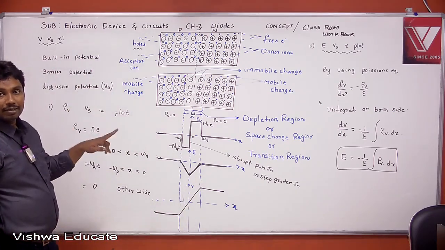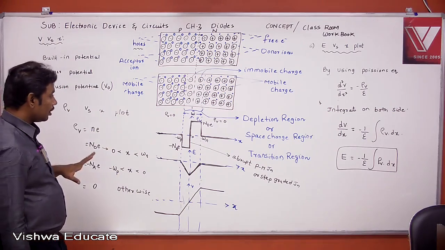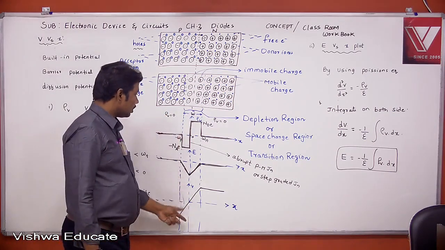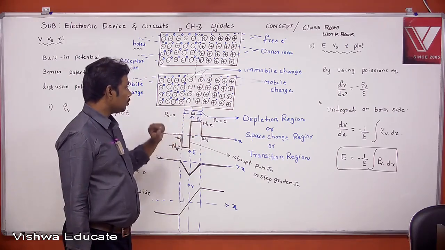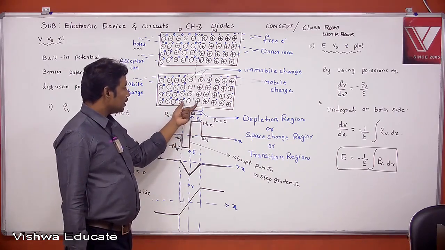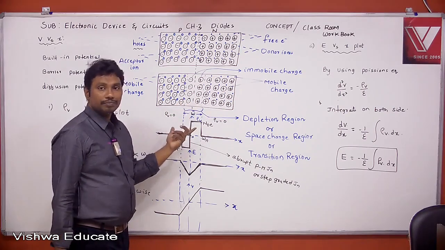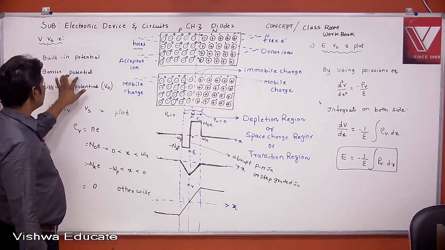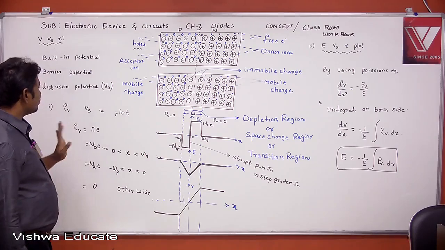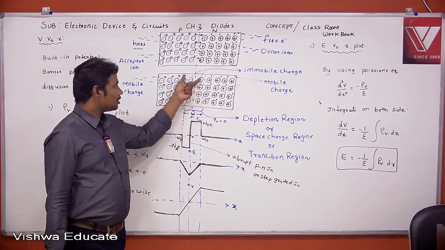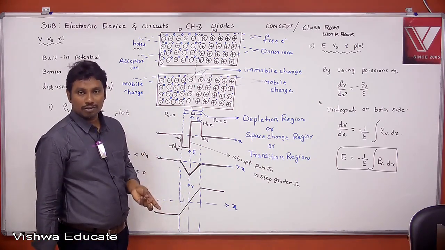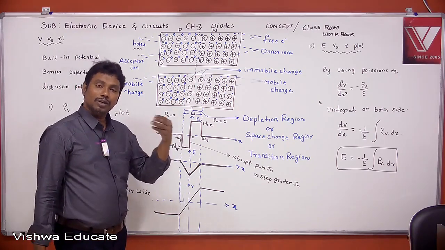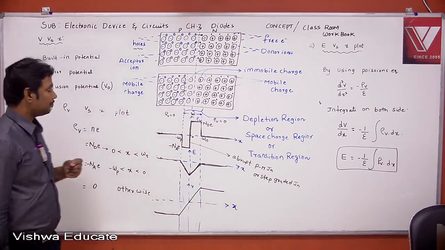And why is it named barrier potential? Because of this depletion region, no charge carriers are moving from P to N as well as N to P. That means simply this depletion region will act like a barrier. That's why it is also called barrier potential. Why is it named diffusion potential? This depletion region is formed because of which process? Diffusion process. That's why it is also named diffusion potential, right?